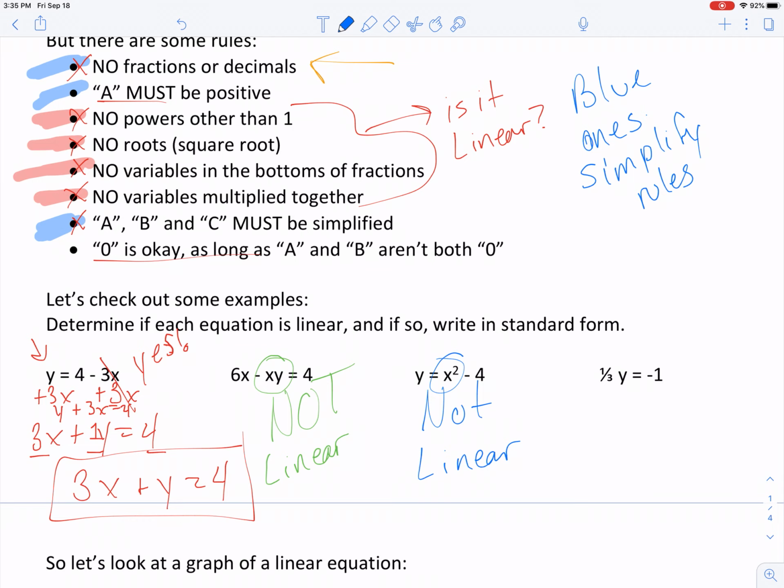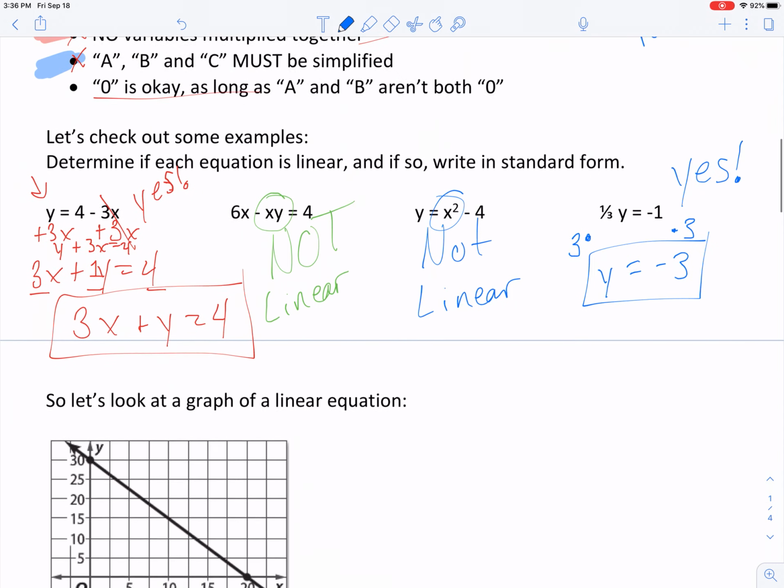Okay? So when I look at this one, it actually is linear because it doesn't break any of the red rules. However, it's not in simplified form. There's no x this time. That's okay. Remember, this rule over here says that it's okay if one of them is 0 as long as they're not both 0. So it's okay that there's not an x, but that fraction isn't okay. And the way I can get rid of that fraction is by multiplying by 3 on both sides. Y equals -3. That's going to be the answer. I'm not as worried about you guys doing ones with fractions and decimals because you won't have one of those on your homework, just so you know.